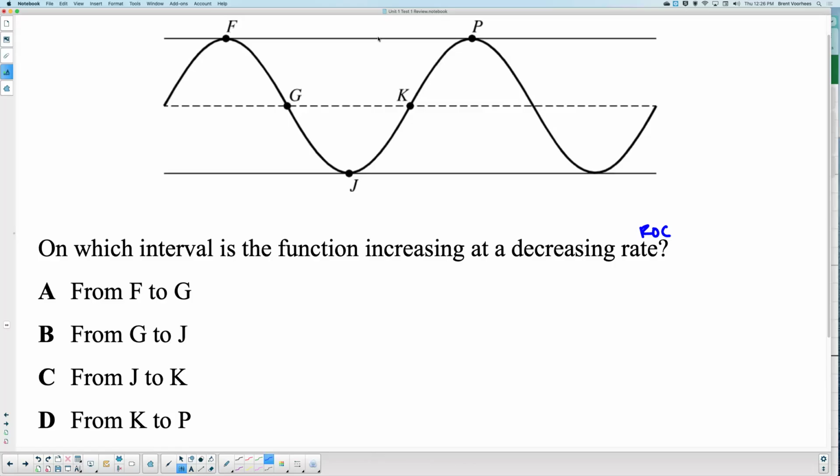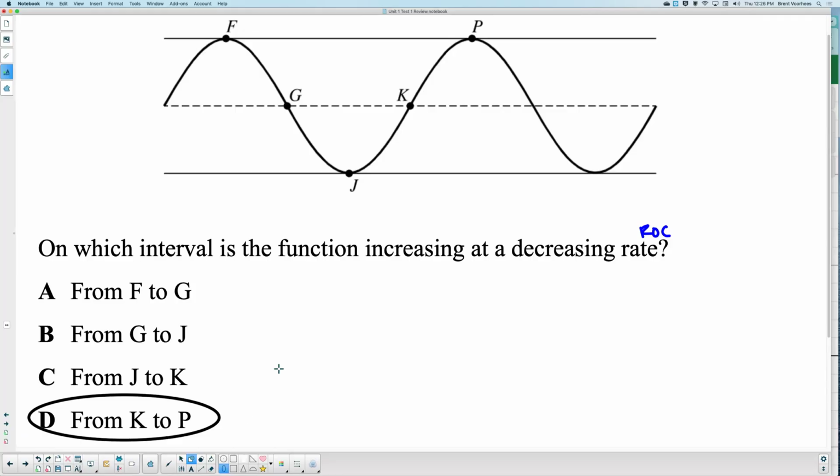Okay, now that I've given you some time to think, what do y'all think? A, B, C, or D is what I'm wanting. 5, 4, 3, 2, 1. D? I agree. It is D. All right, I'm going to circle up D here, and let's talk about why it is.